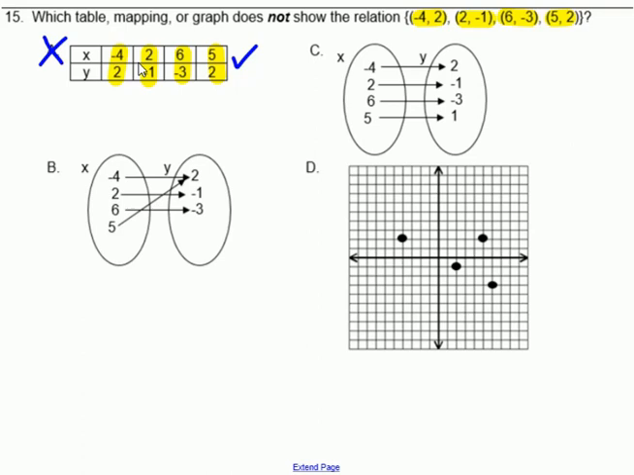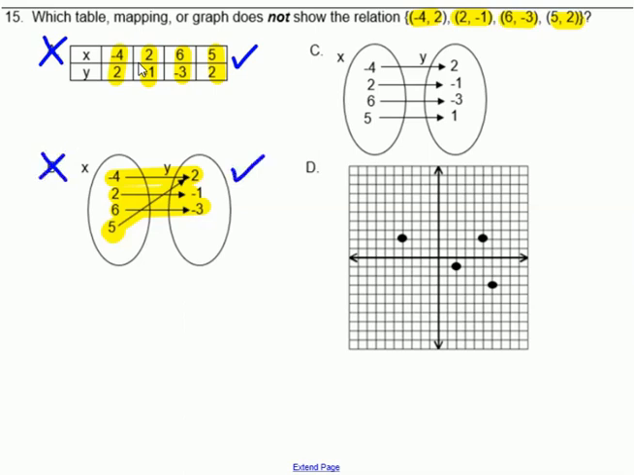Let's look at answer B. Okay, so starting over here, let's start with negative 4, 2. Negative 4 goes to 2. 2, negative 1, the arrow goes to negative 1. 6, negative 3, that looks good. And then 5, 2, that's our last one. B also looks good.